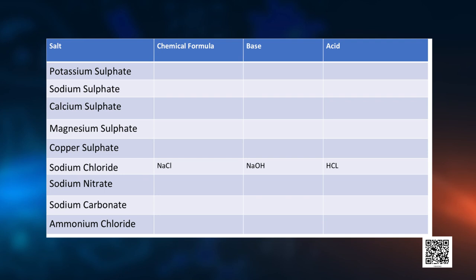The first one is potassium sulfate, sodium sulfate, calcium sulfate, magnesium sulfate, copper sulfate, sodium chloride, sodium nitrate, sodium carbonate, and ammonium chloride. Now you have to identify the acid and the base from which these salts may be produced.